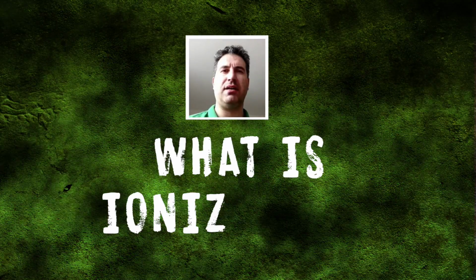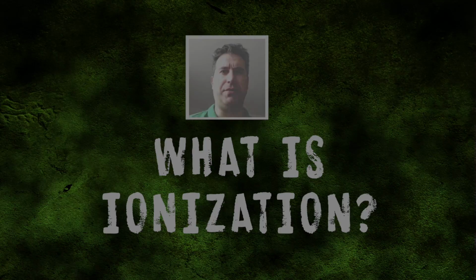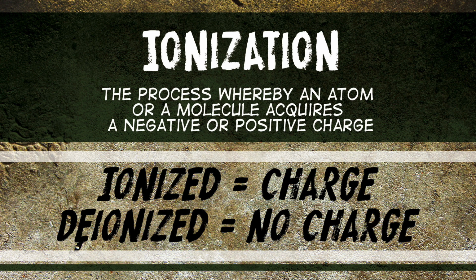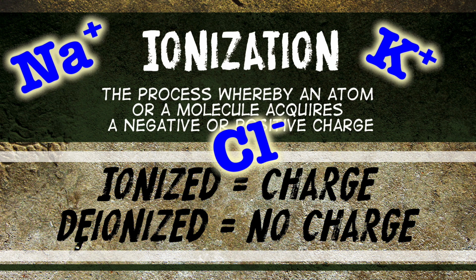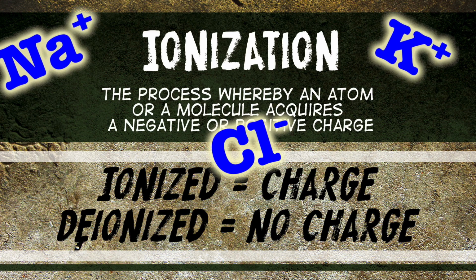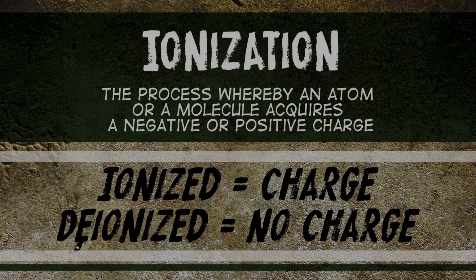The thing here to concentrate on is ionization. What is ionization? Ionization is the process by which an atom or a molecule acquires a negative or positive charge. Ionized means there is a charge. That can be positive or negative. Deionized means there is no charge. Other ions you already know are things like sodium, potassium, and chloride. These are all things that have either positive or negative charge.